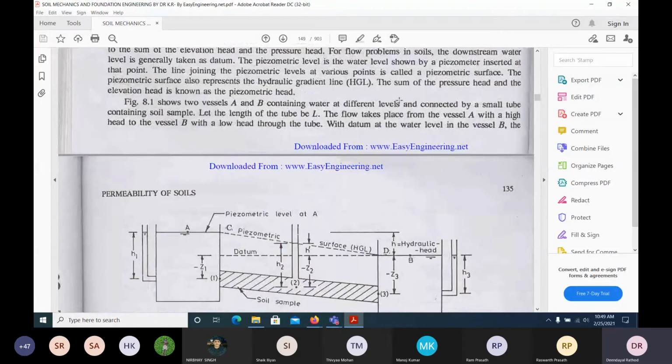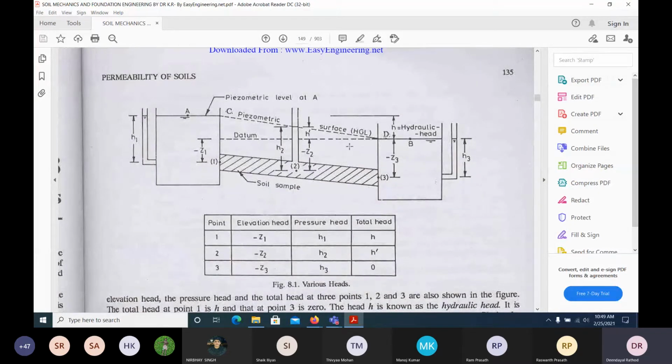Anyway, now I'll explain this particular diagram to you. So how generally do we find out this permeability? Let us take a small chamber here, A and B, and this is the soil sample. Water is flowing from this to here. So we need to find out this permeability. Now let us have points one, two, three. So we'll be having heads. Water will try to flow along the soil and it will be collected here.